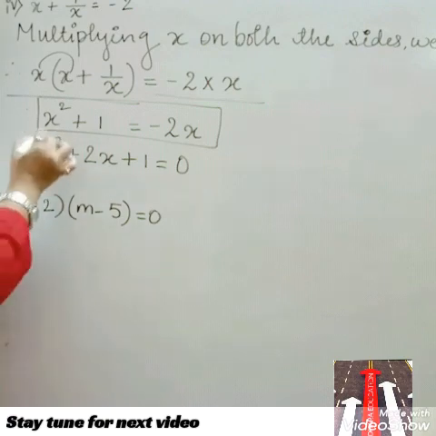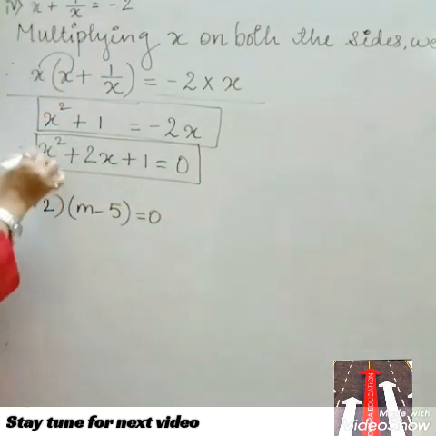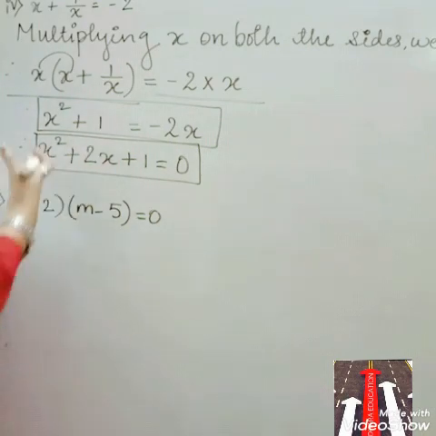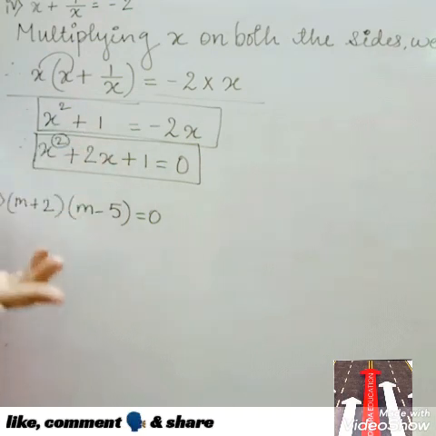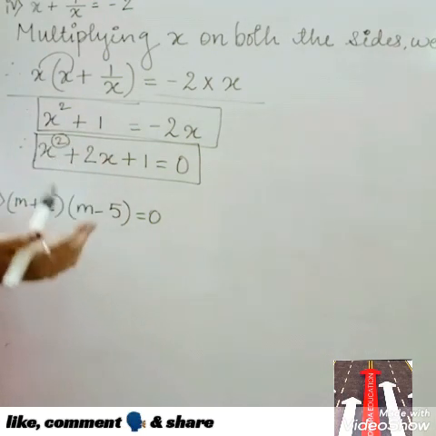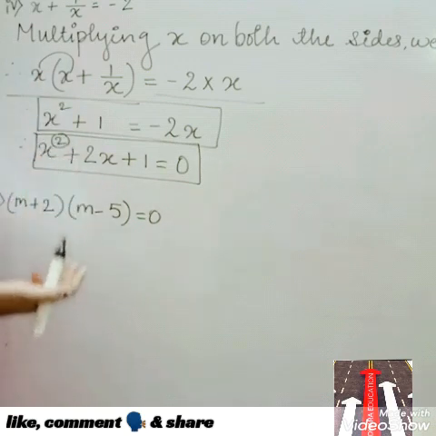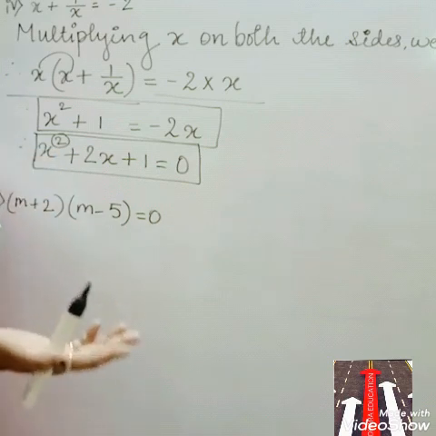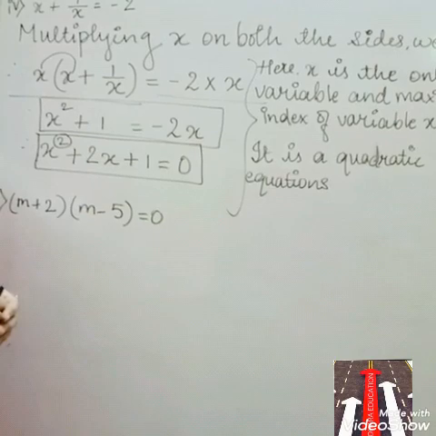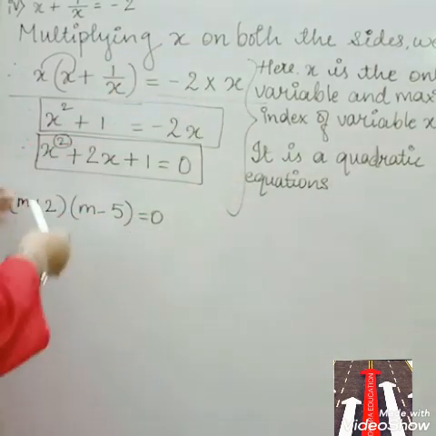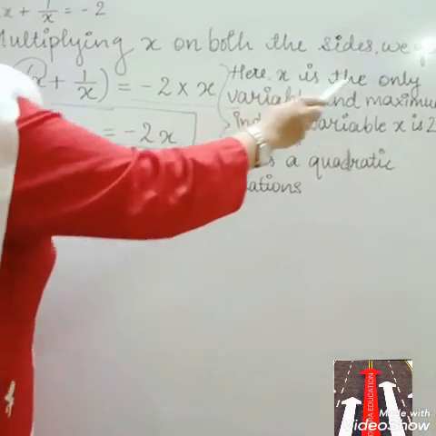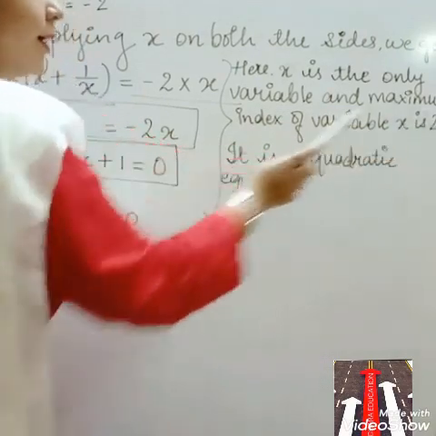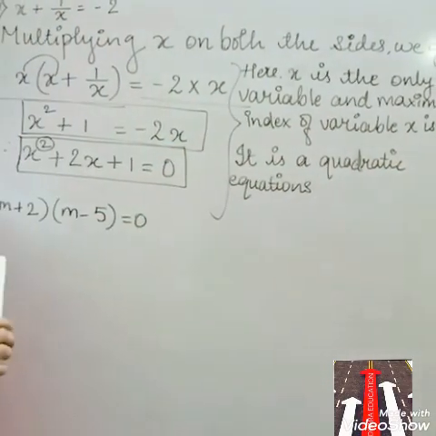Okay. So with the help of our standard form, as we know the highest value of the index of the variable x should be 2. So here the equation is giving us that only. The highest value of the index of variable x is what? 2. So it is said that it is a what? Quadratic equation. Okay. So here I have written, because I couldn't write here, x is the only variable and the maximum index of variable x is 2. Okay. So it is a quadratic equation.